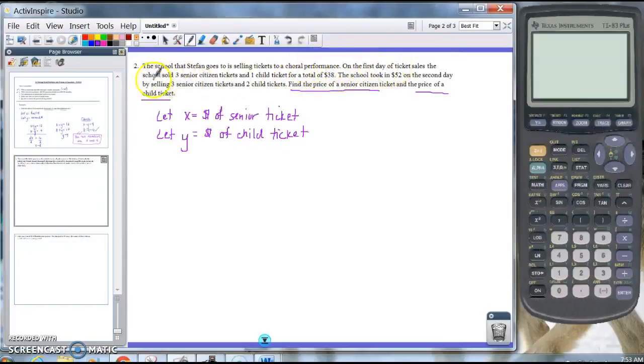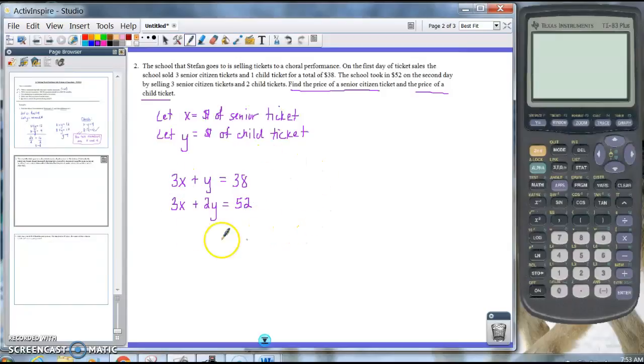On the first day of ticket sales, the school sold 3 senior citizen tickets. Okay, X represents the price of a senior ticket. So 3X, 3 senior citizen tickets and 1 child ticket for a total of $38. Then the school took in $52 on the second day by selling 3 senior citizen tickets and 2 child tickets, and that was $52.